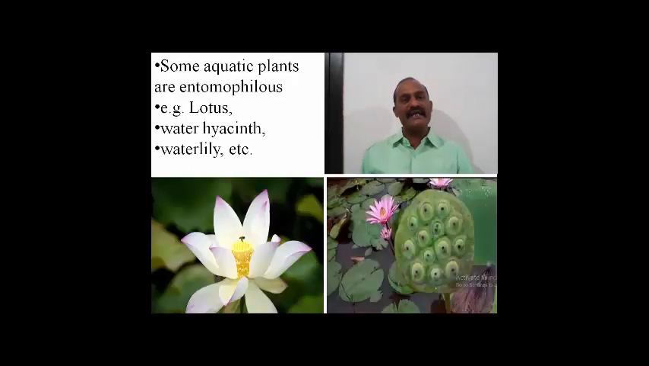Another example: some aquatic plants are pollinated with the help of insects. That is entomophily. You can have very common examples in the form of lotus, water hyacinth and water lilies. Here you can see the water lilies, and this is the lotus plant, that are aquatic plants, but they are pollinated with the help of insects.